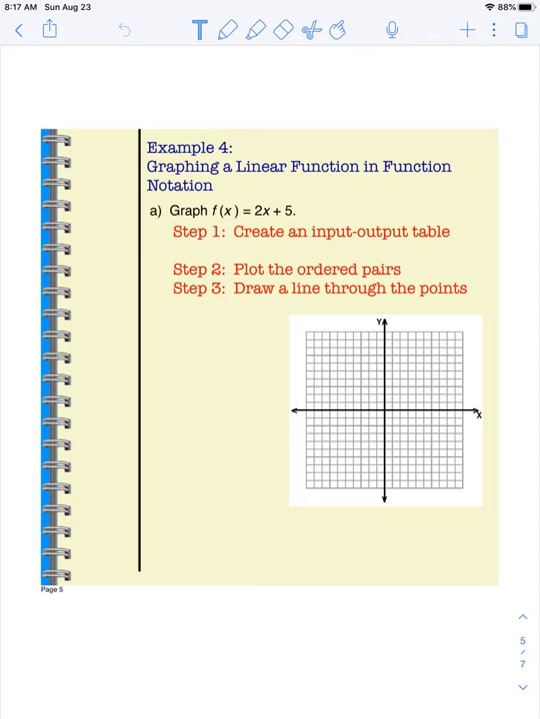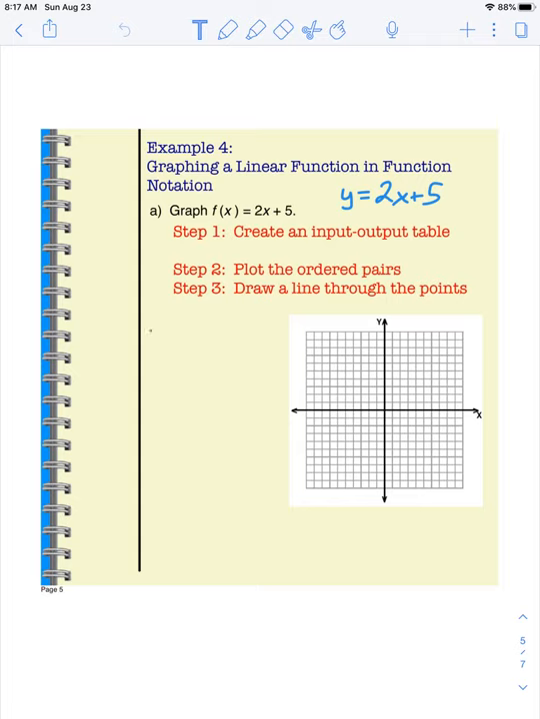All right, example 4, graphing a linear function in function notation. I have f of x equals 2x plus 5. Remember, I can think of this as y equals 2x plus 5. Just a little side note. So we're going to create an input-output table, then we're going to plot the ordered pairs, then we're going to draw a line through the points.